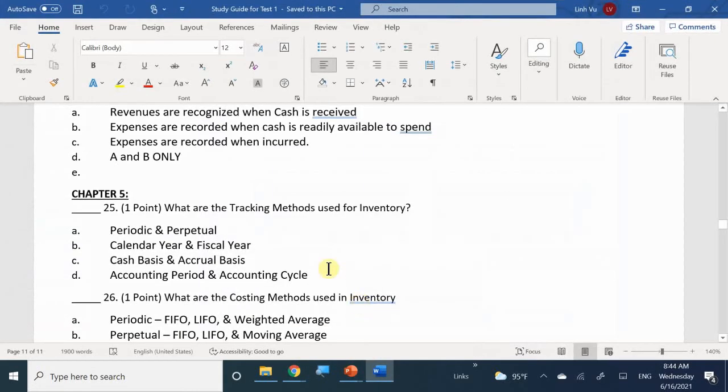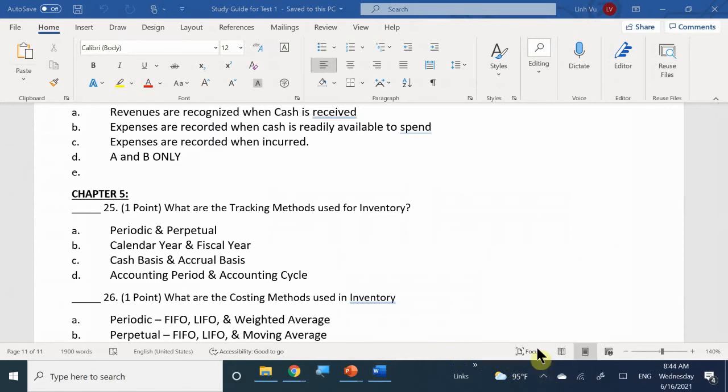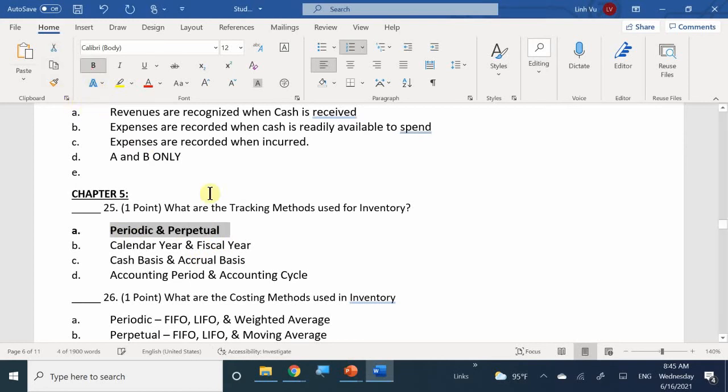Okay, so let's go ahead and go into our study guide here, and let's answer the questions. Question number 25. What are the tracking methods used for inventory? A, periodic and perpetual. Okay.